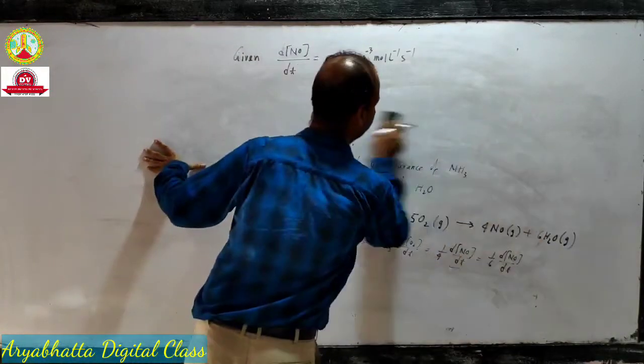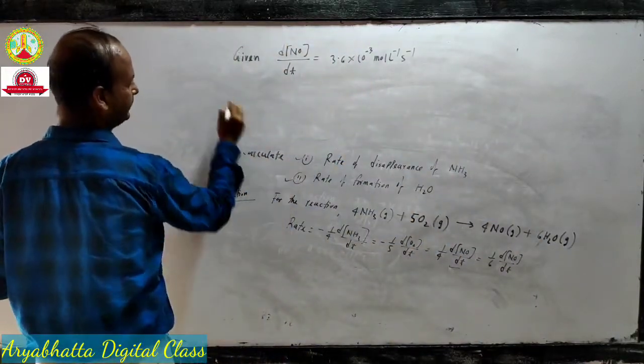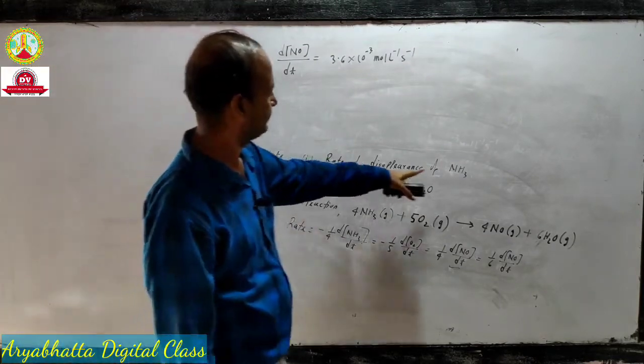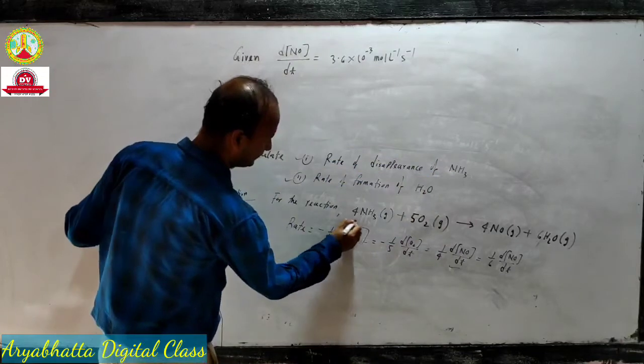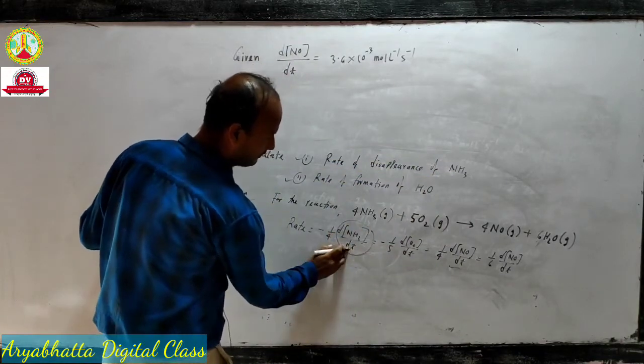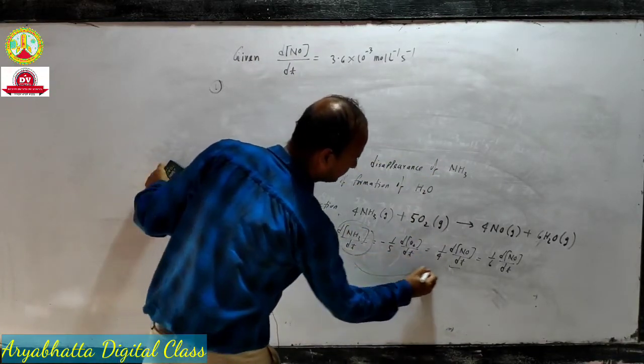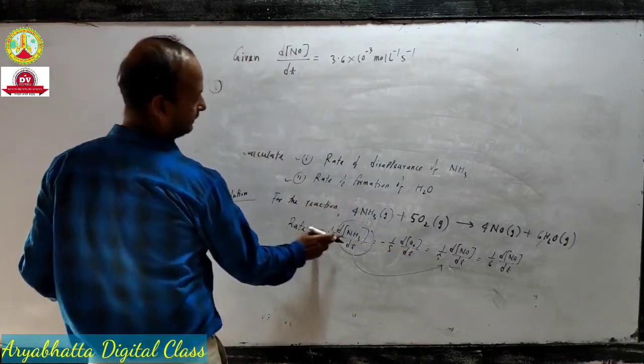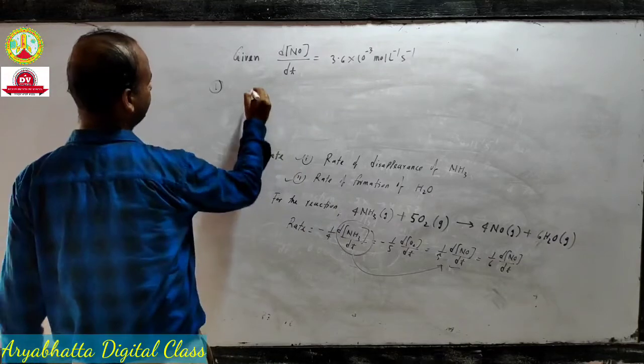First calculate number one. Number one is the rate of disappearance of NH3. Now you have to calculate this part, the rate of disappearance of NH3. Just compare this to this part. So what will the rate of disappearance of NH3 be?